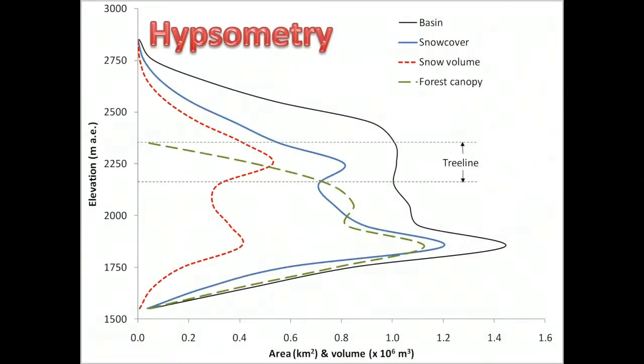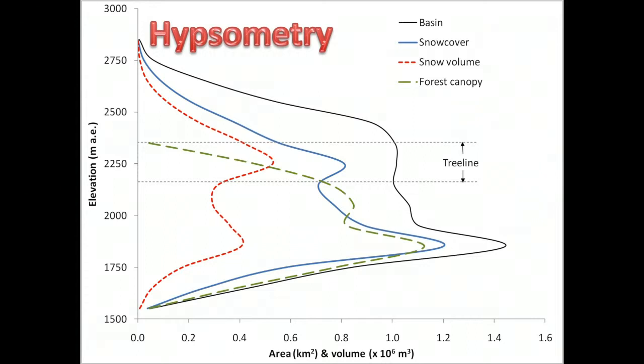When we summarize the depth profiles with hypsometry, what we see is, let's look at this. So the black line represents the basin hypsometry, or the change in area with vertical elevation. The blue represents the same metric but for snow cover. So we see a bimodal distribution of snow cover. We've got two peaks, one at this elevation and one at this elevation, in terms of the areal coverage.